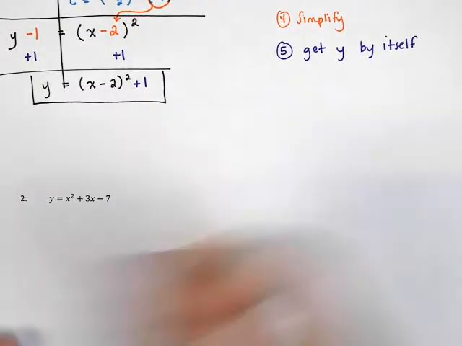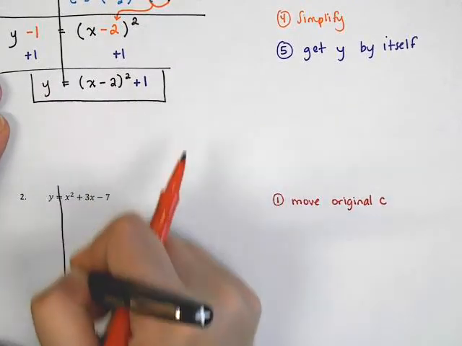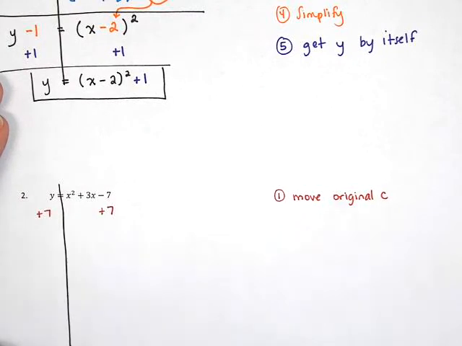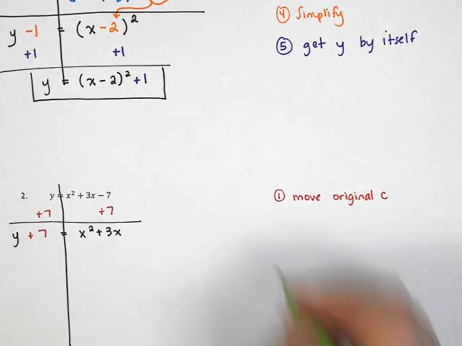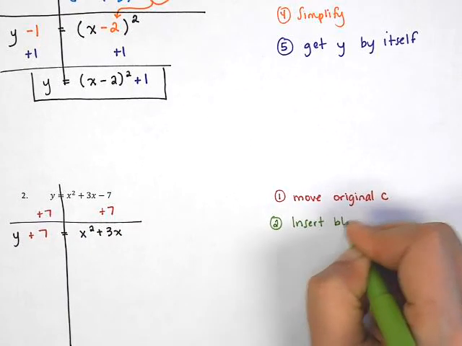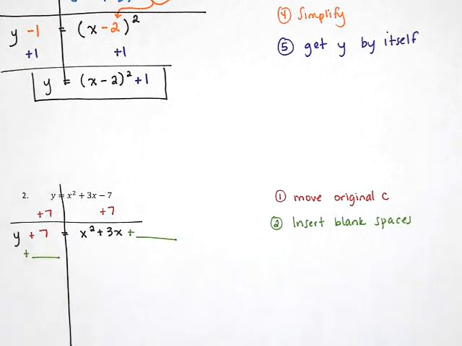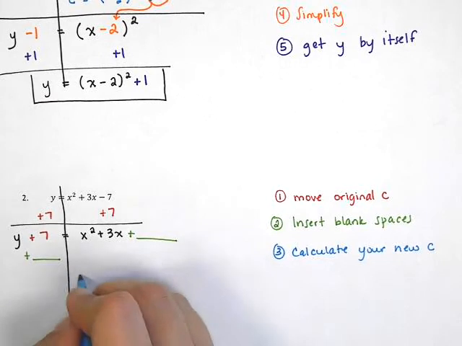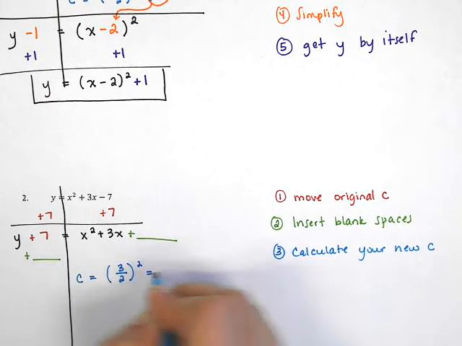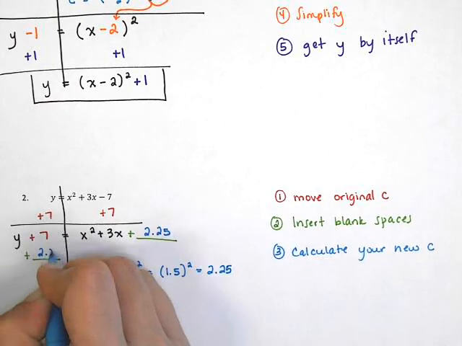So we're going to first start by moving the original c. So when I move that c, to do that, I'm just going to add 7 on both sides. So I'm going to have y and then plus 7 equals, and I'm going to have x squared plus 3x. Next, I'm going to insert blank spaces on both sides. So I'm going to have a plus a blank space here and plus a blank space here. Next, I'm going to calculate my new c. And I'm going to calculate that using the formula b over 2 squared, which is 1.5 squared, which is 2.25. And that's going to get filled in 2 spaces.